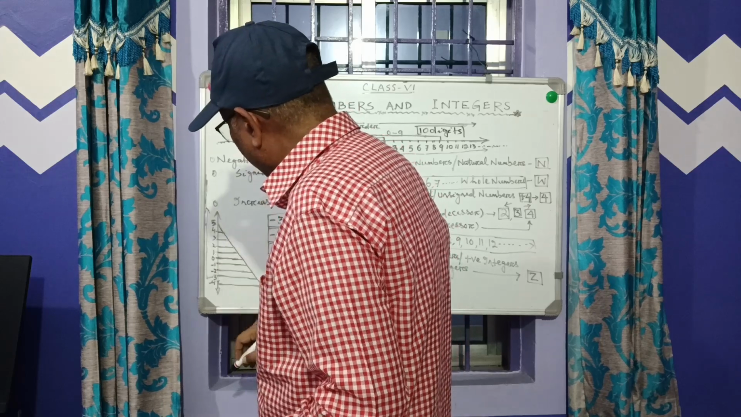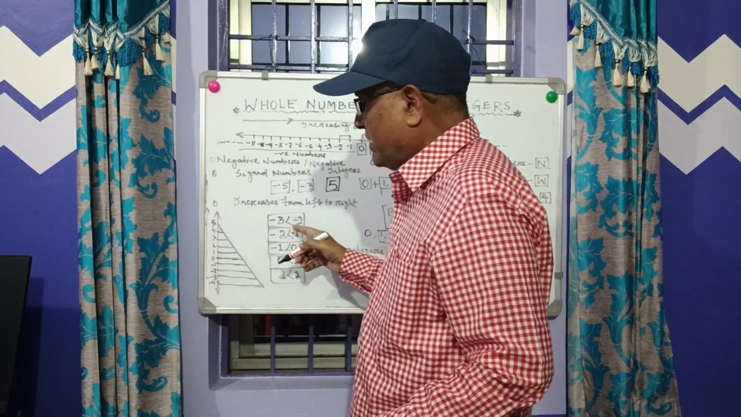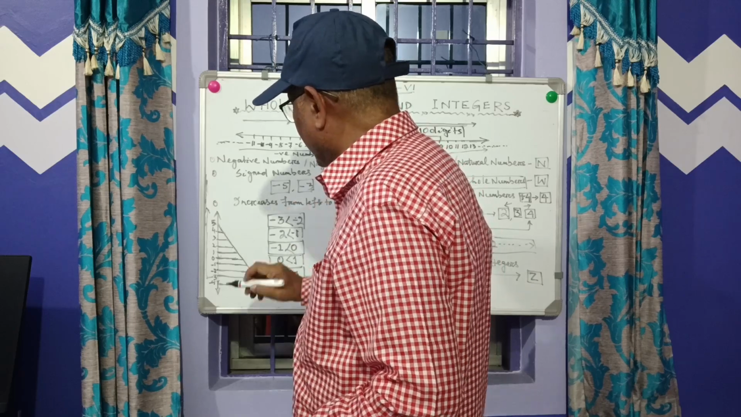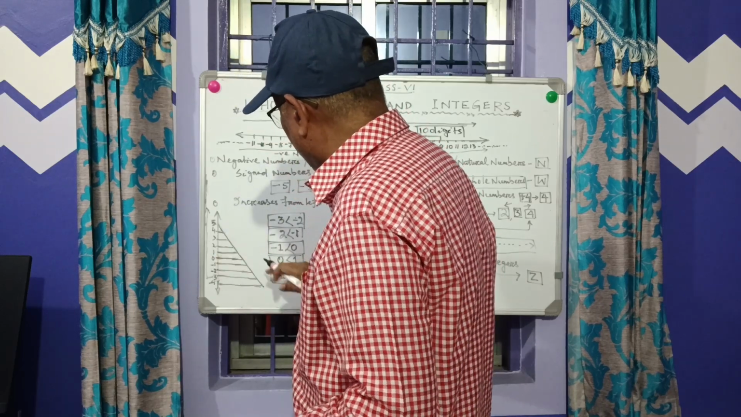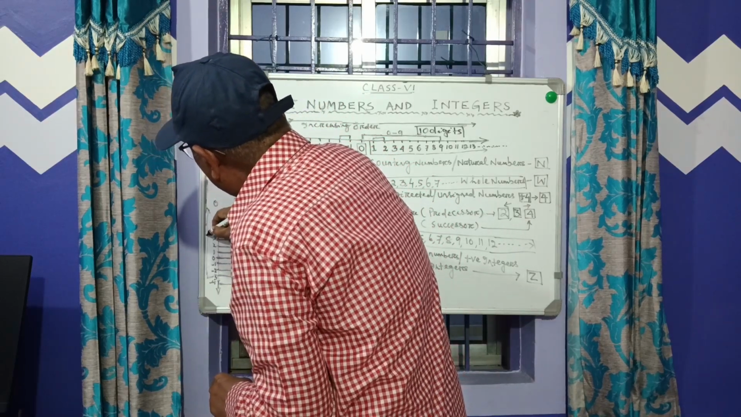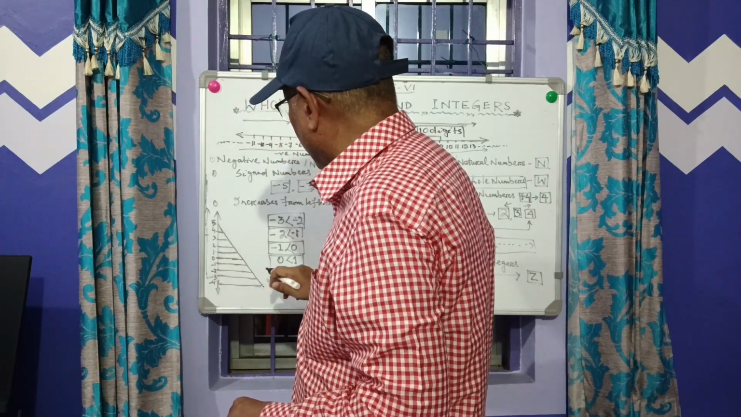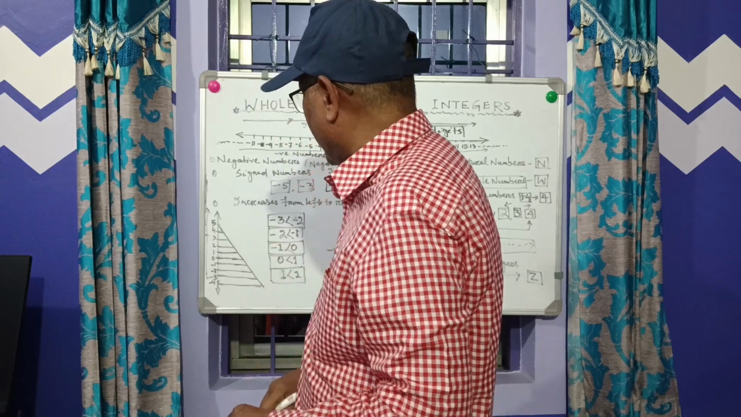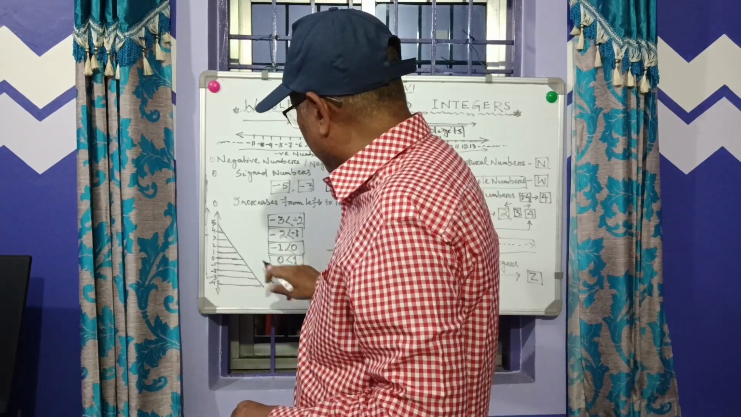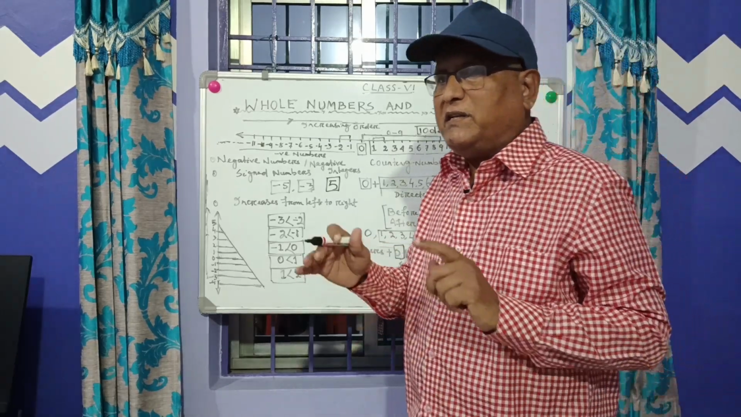Similarly, 0 is greater than -1, and -1 is greater than -2, -2 is greater than -3. So we have explained here, take -3 and -2. -2 is greater than -3. Look at the pyramid structure: the size decreases, but this is the increasing order. -1 is greater than -2, 0 is greater than -1, 1 is greater than 0, and 2 is greater than 1. Similarly, you can find out which one is greater and which one is smaller.